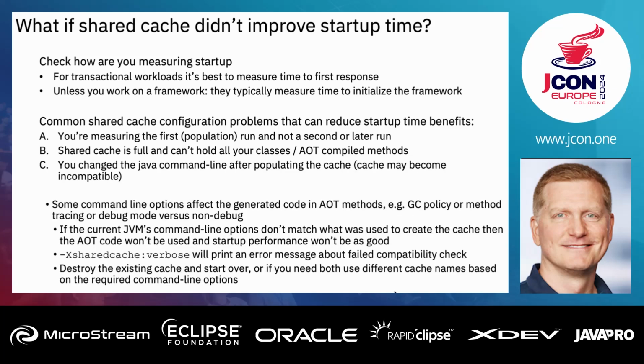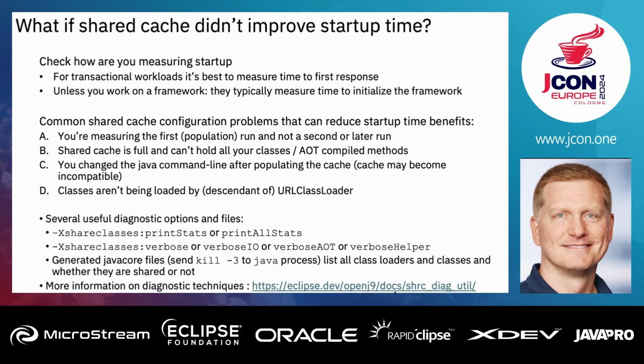You might have changed the Java command line after populating the cache. That can invalidate the use of the cache. For example, if you change the GC policy, I have to generate different code, so the code that's in the cache isn't going to be useful. If you change the heap size, that's fine. But if you change the GC policy from, say, GenCon to balanced, that won't work because I need to generate different code, and the code that's in the cache won't be usable.